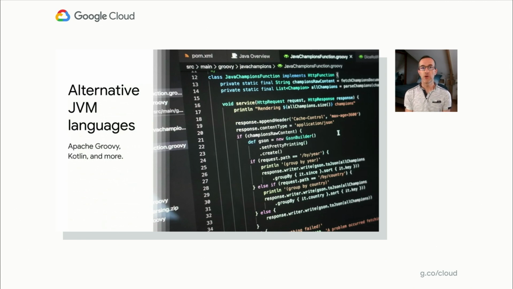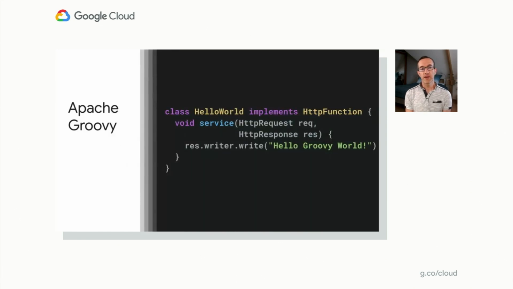For instance, you can use Apache Groovy, Kotlin, Scala, or JRuby. Thanks to Java, thanks to its Java virtual machine, Java is actually a platform where you can run alternative languages as well. And you can do that with Cloud Functions for Java as well.